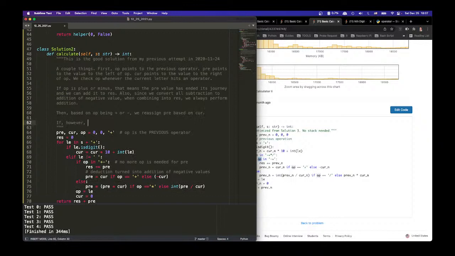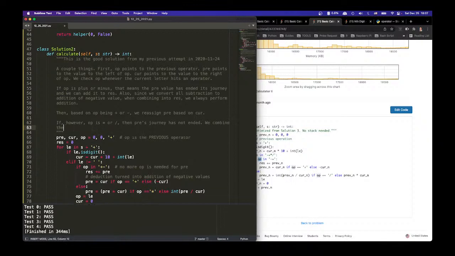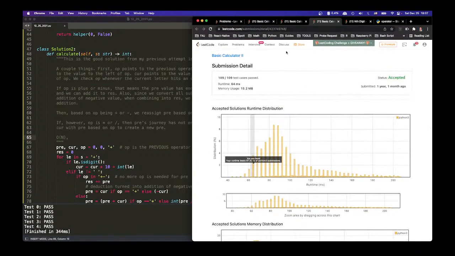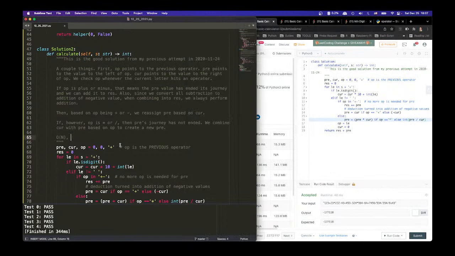If, however, OP is this or this, right? If it's operating this or this, then pre's journey has not ended. We combine current with pre based on OP to create a new pre. Yeah. This one is also O(n), but it's way faster. We run this at, I think this was like 68 milliseconds.